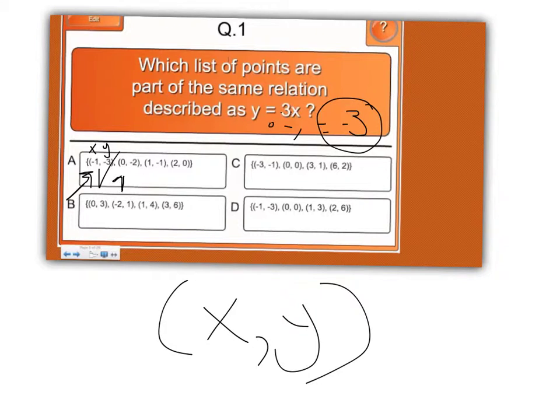Now let's try the next point, 0, -2. So I'll go ahead and say 3 times 0, that's equal to 0, which would be my y. That is not the case here, therefore that can't be a possible answer. And I'll go through and do that with all of these points and see which one works out, and you'll find that the correct answer is D.